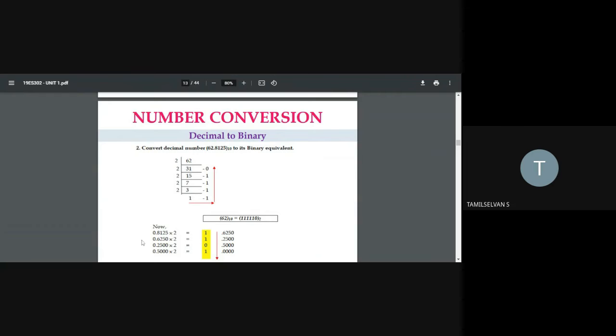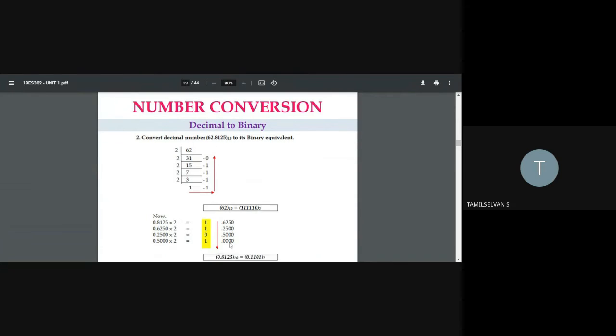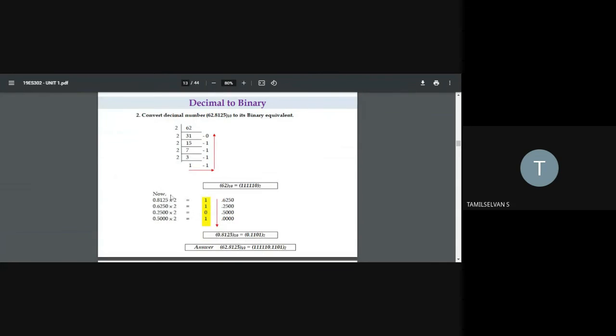Basically, in the decimal to binary conversion, if floating point values arrive, there is a small difference between the whole value and the floating point value. A multiplication operation is done when the floating point numbers arrive, right? So 0.8125 into 2 is equal to 1.6250. So this 1 is a binary digit.